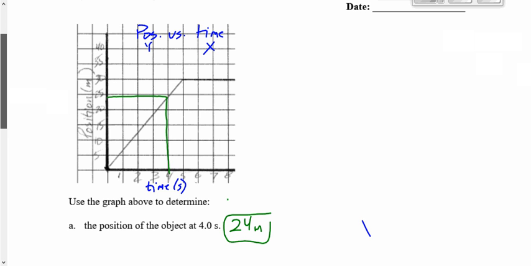Now, how many people said 24 meters? Did I say 25? I probably would give you the mark for that.